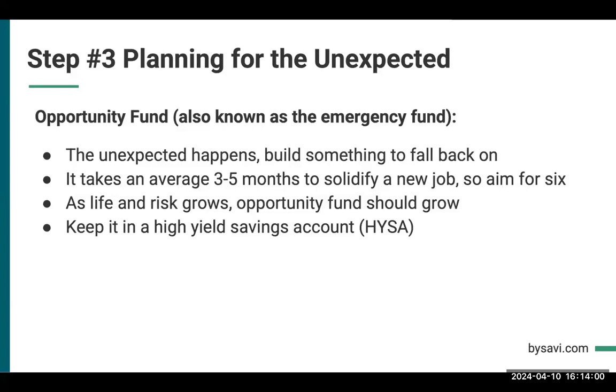Once you've done that, planning for the unexpected. A lot of people call it an emergency fund. To piggyback off of the importance of words, language, and the way the mind functions, we're going to call it an opportunity fund. Think of this as a savings account that sits in a high yield savings that you hopefully never touch. It takes an average of 3 to 5 months to solidify a new job. And this fund is meant to be there for you when the unexpected happens so you have something to fall back on.